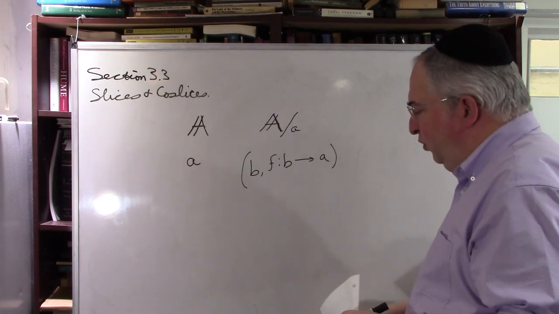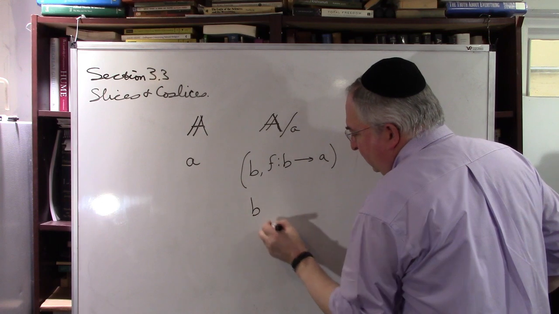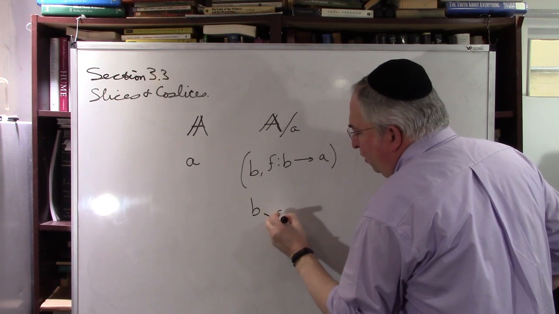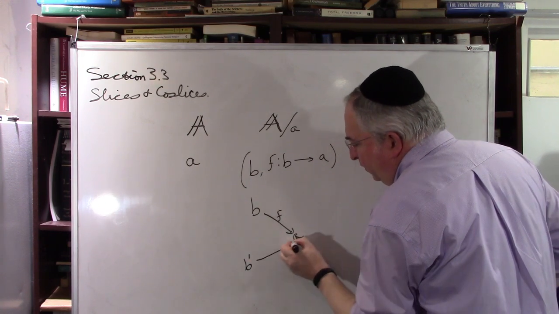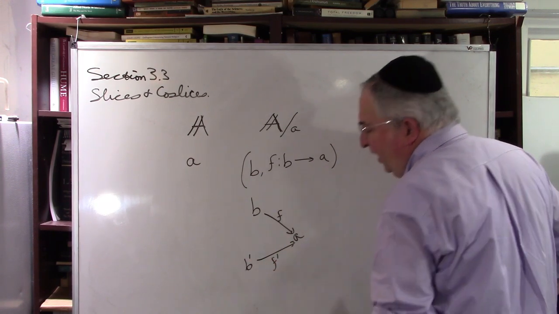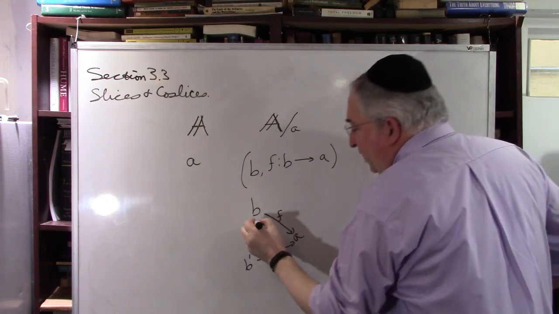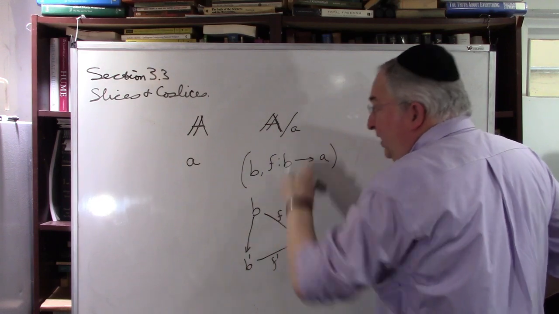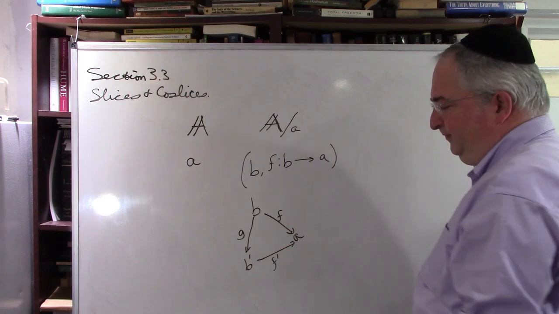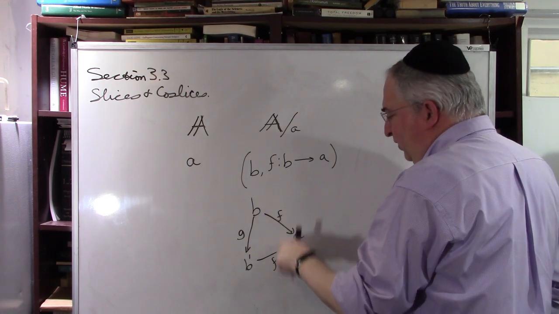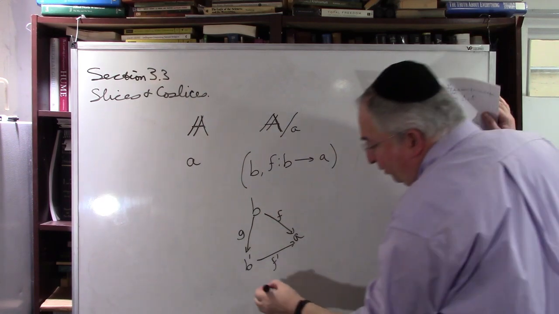And the morphisms in the category are as follows. Let's say we have two objects: an object B with a morphism f to a, and another object B prime with a morphism f prime to a. Then a morphism in this category is a map g in the original category such that this commutes: f prime composed with g is equal to f. This triangle commutes.